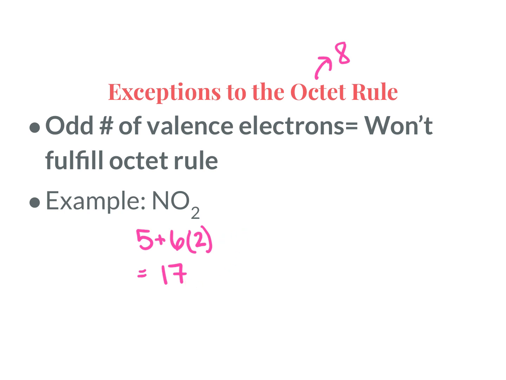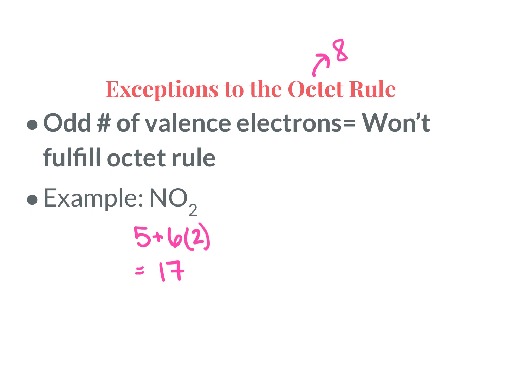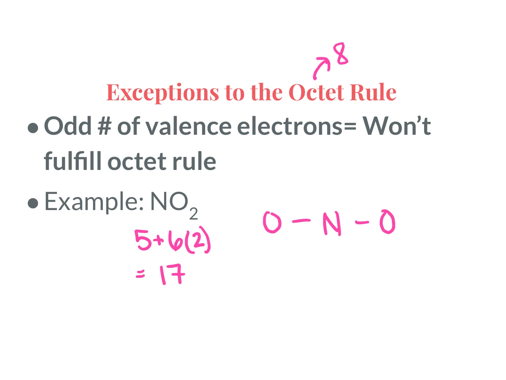Okay, between NO2, which one's going to go in the middle? Okay, N. I'm going to put my O's on the outside. All right, we started with 17. How many electrons have we used in the single bonds? 4. Okay, 4. So how many are left? 13. Okay, 13.